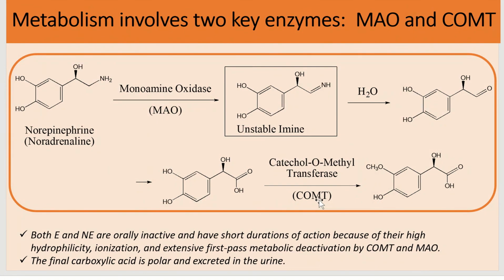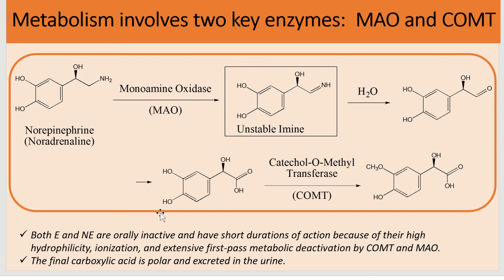And then in the presence of COMT, which is catechol O-methyl transferase, what do you have happening? We add a methyl. Let's look at it. The only difference between this structure and this one is that the hydrogen has been replaced by a methyl. So this is the metabolism of norepinephrine, and it involves two key enzymes, MAO and COMT. And at the end of the day, you have a methyl here and the carboxylic group here.